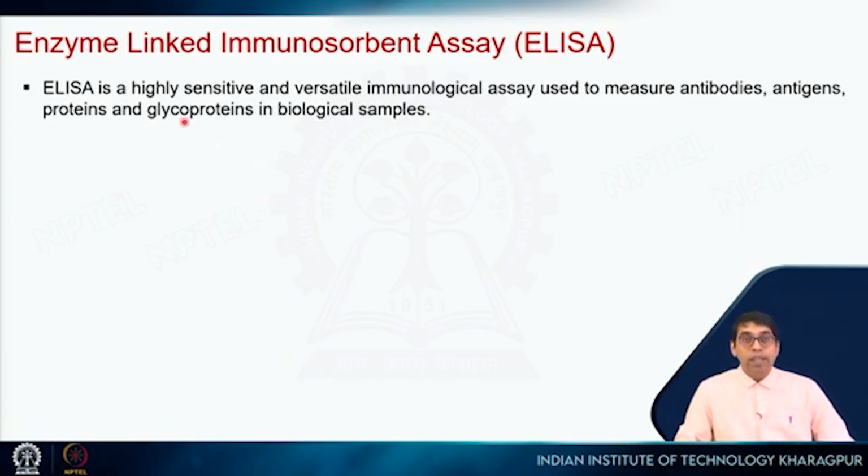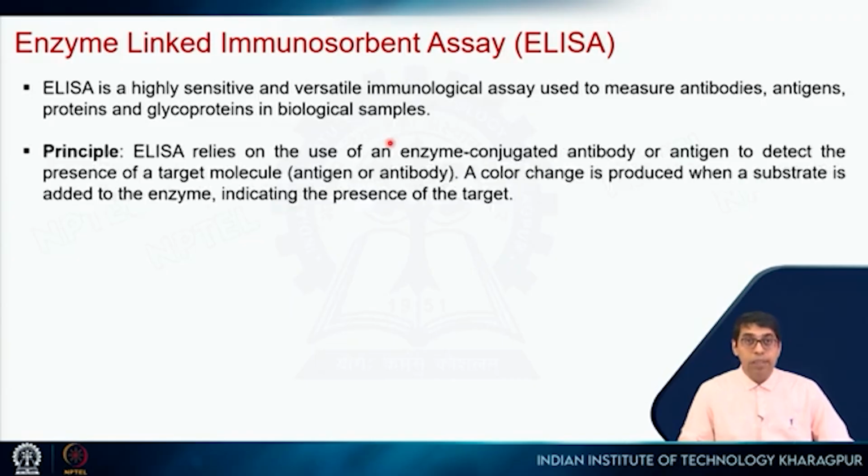Let us look at the enzyme linked immunosorbent assay, which is most probably the most popular technique among immunoassay techniques. ELISA is a highly sensitive and versatile immunological assay and it is used to measure antibodies, antigens, proteins and glycoproteins in a blood sample. You can measure any of these things using ELISA.